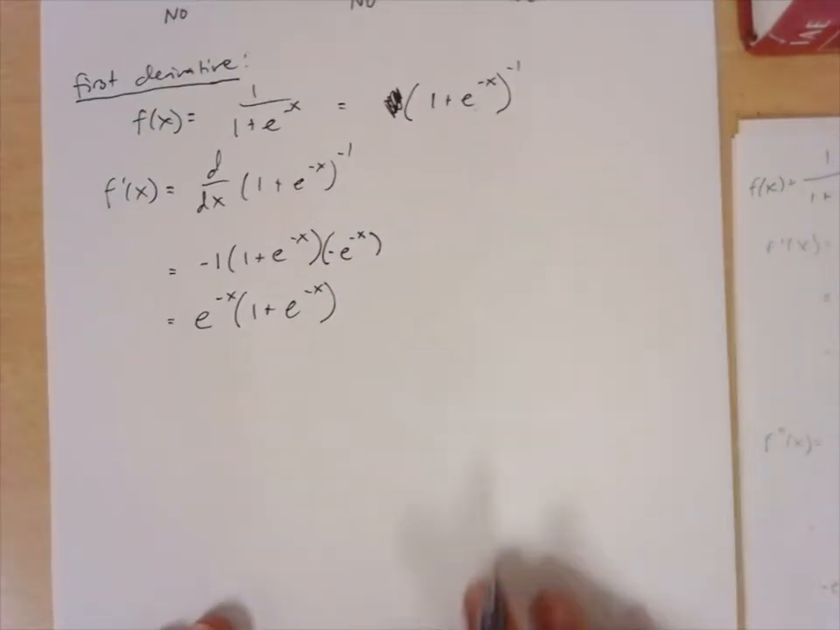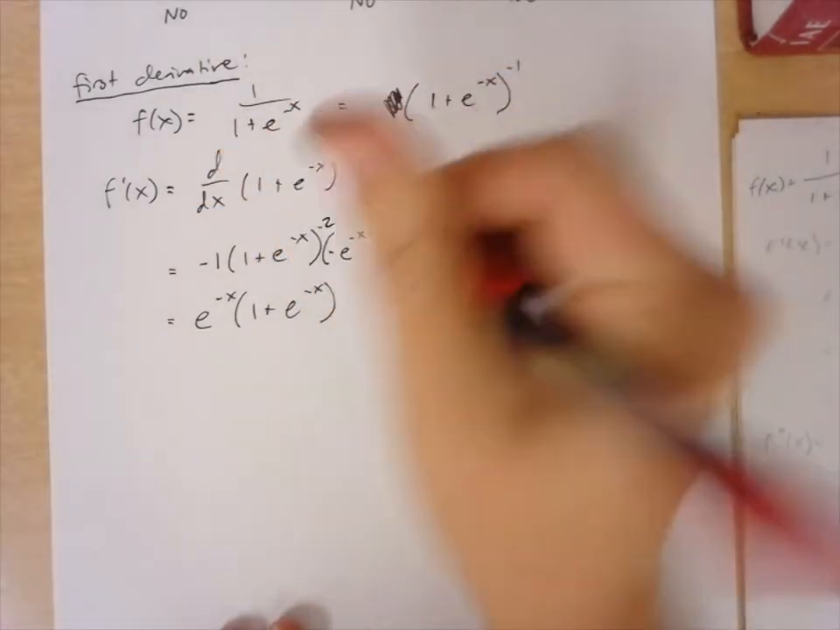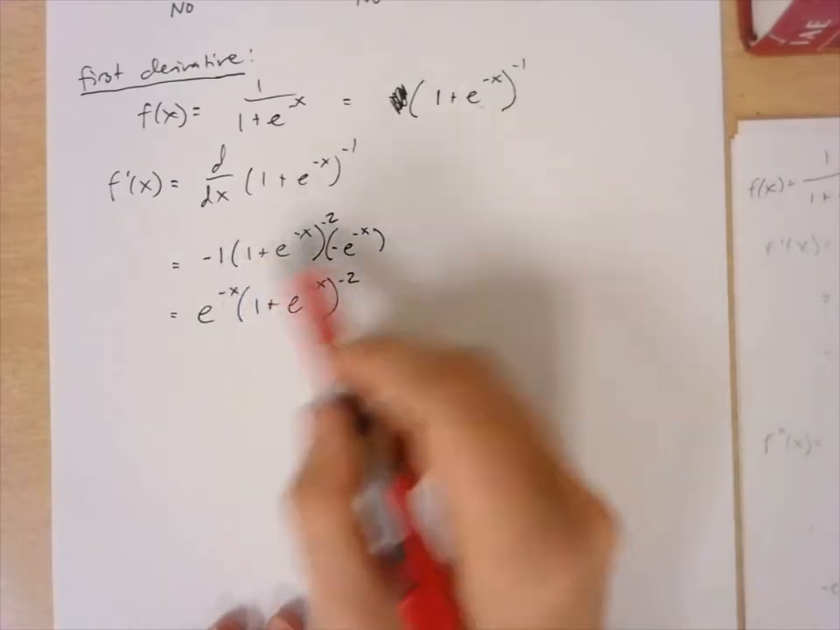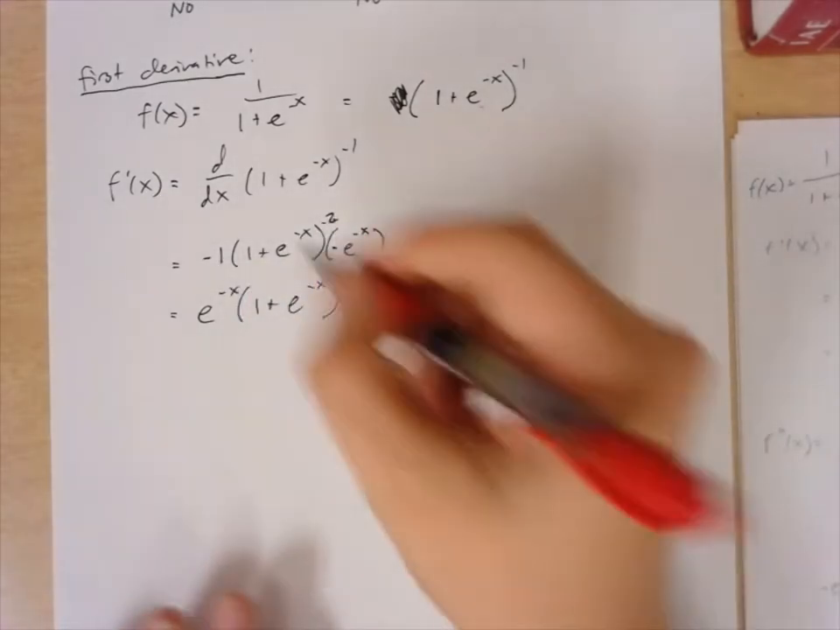And I have, oh my goodness, I forgot a piece. Hang on. This should be to the negative 2. This should be to the negative 2 because I had to do negative 1 minus 1. My goodness, I almost forgot that.